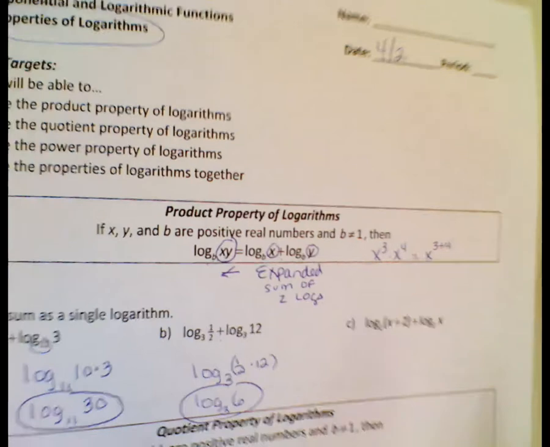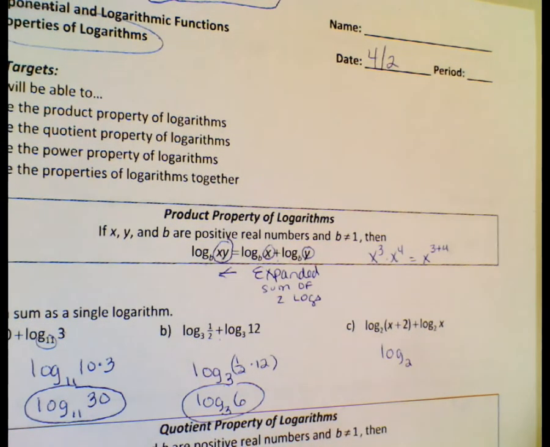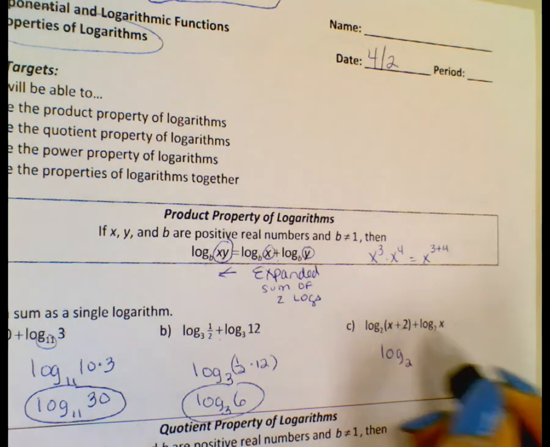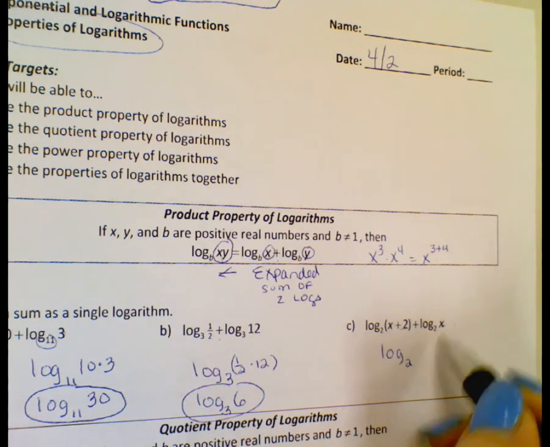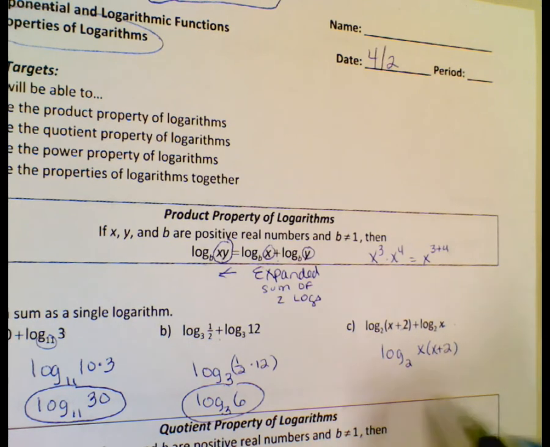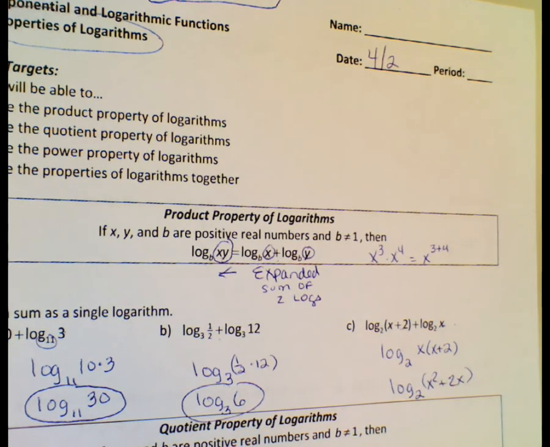And the last one, we have two of them again. They both have the same base, so we can condense to one log base 2, and we're going to multiply these. But you have to be careful. When you have parentheses like this, start with the one that's not in parentheses, put it out front. Put the one that's in parentheses here. So your answer would be log base 2 of x squared plus 2x. And I'd probably put that in parentheses. And that's how you do it.